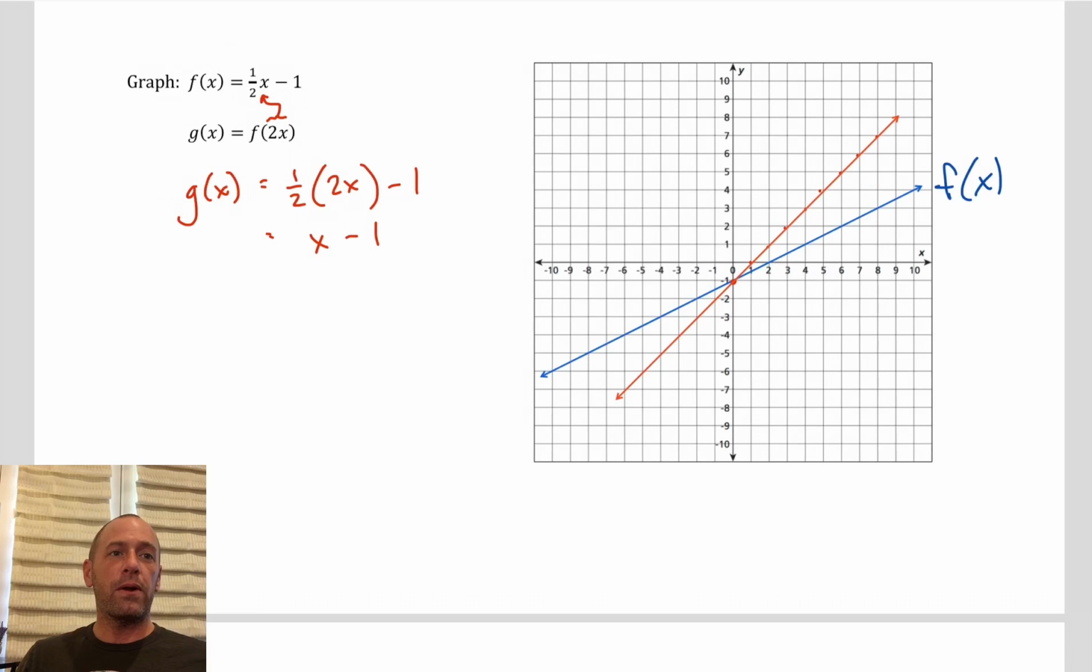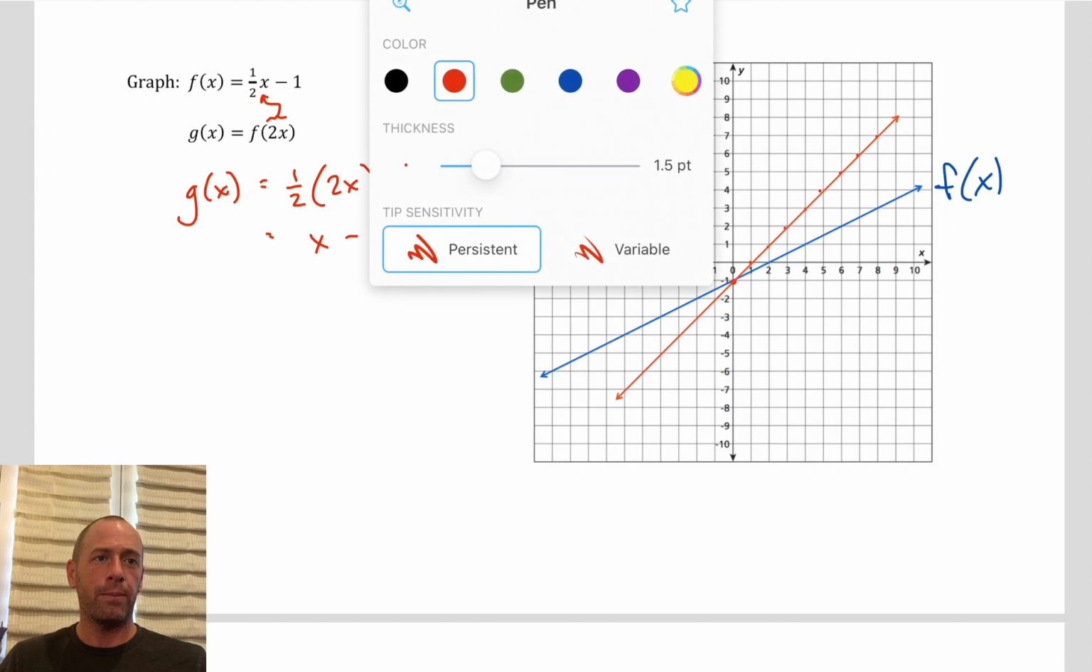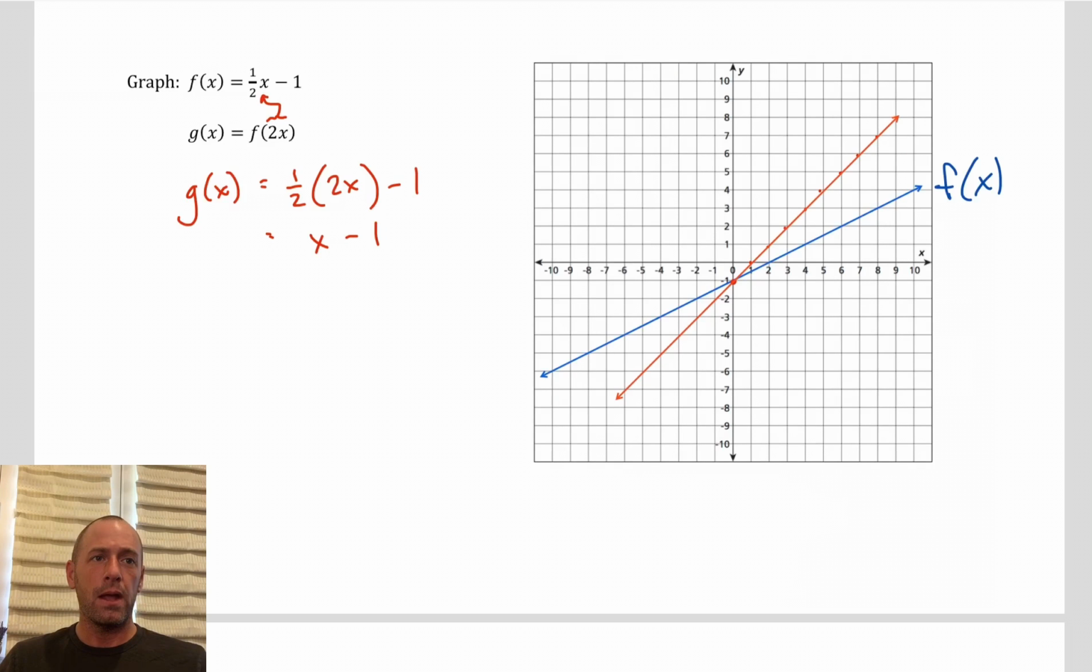Okay, so when I compare these two graphs, I see the x-intercept has now changed. It's half of what it was. And the y-intercept stayed the same. So this time what I want to do is look at the distance to the y-axis. So I'm going to compare a few points. Here, the distance from the y-axis to our original function was 4, and after the transformation, it was 2. Initially, it was 8, and now it's 4. So this transformation of multiplying by 2 made it twice as close to the y-axis.